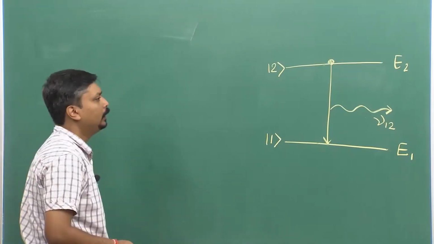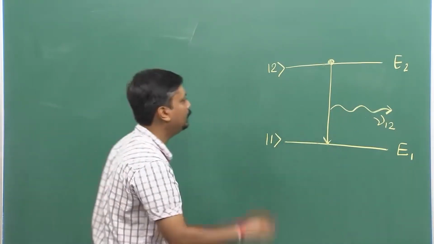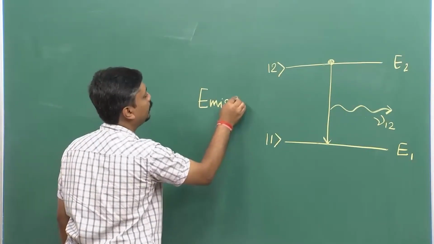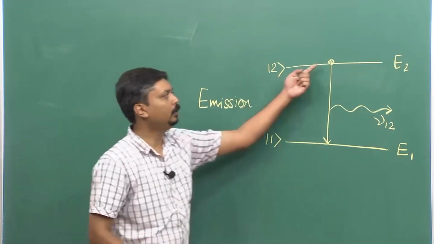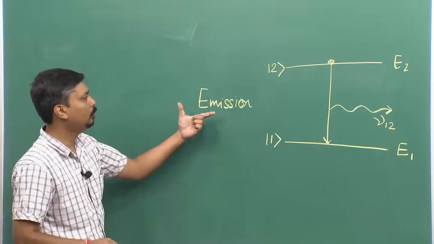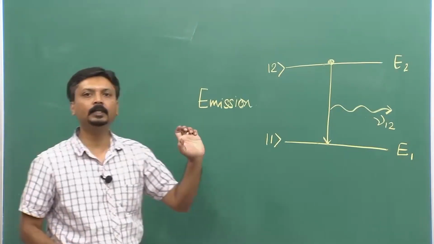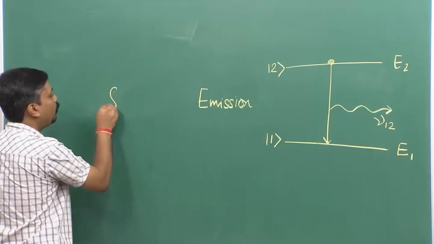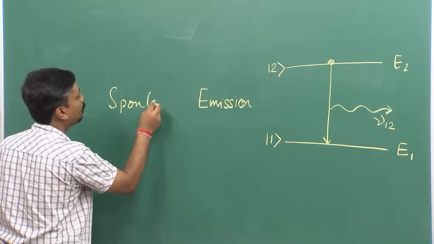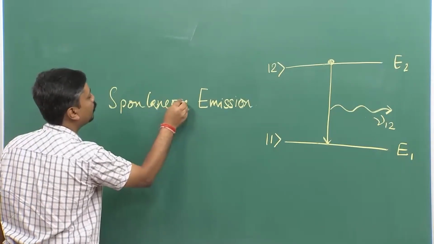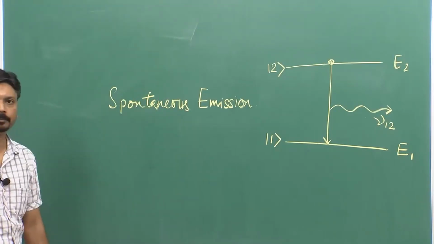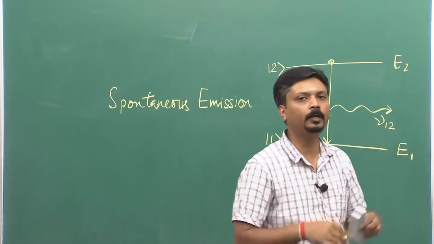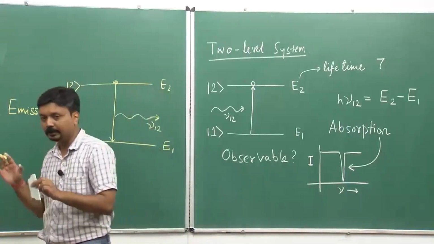Okay. So the first process was absorption, and this process is known as, of course, emission, because a photon is being emitted. Now what kind of emission? We are not perturbing the system externally, so it is happening spontaneously, and therefore this is known as spontaneous emission. So these are the two processes that people knew for a long time.